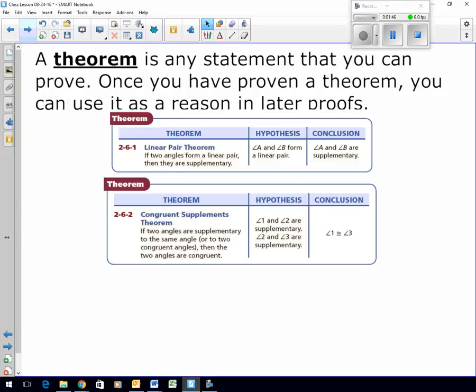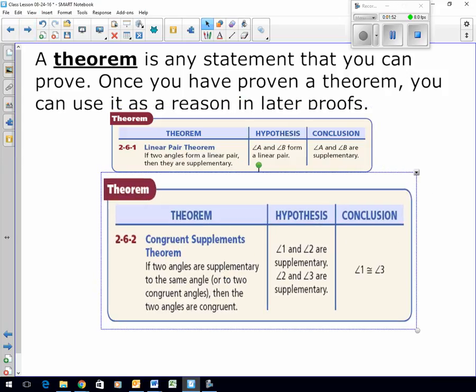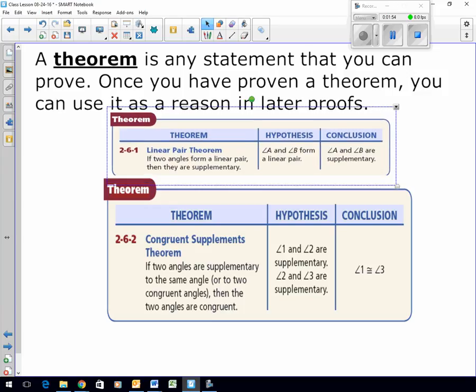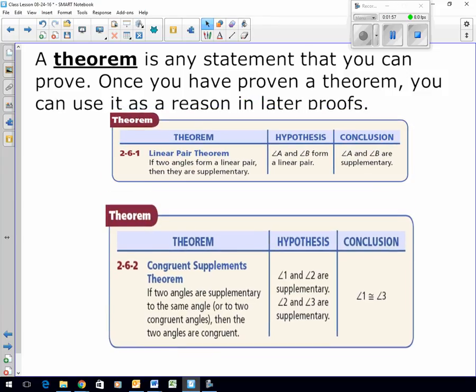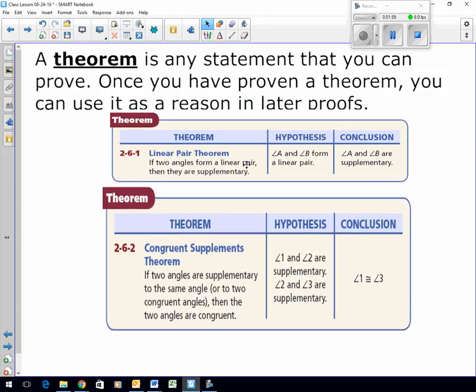A couple things that you're going to want to write down. I will try and enlarge them so that people in the back can read them. A theorem is any statement that you can prove. That's simple enough, right? Once you have proven a theorem, you can use it as a reason in later proofs.